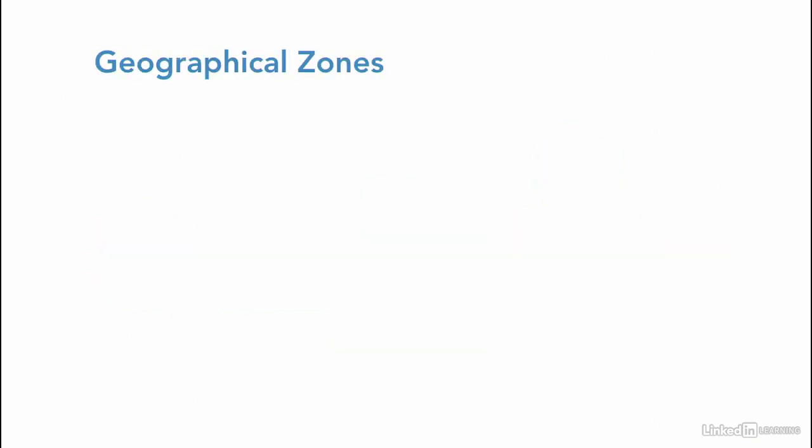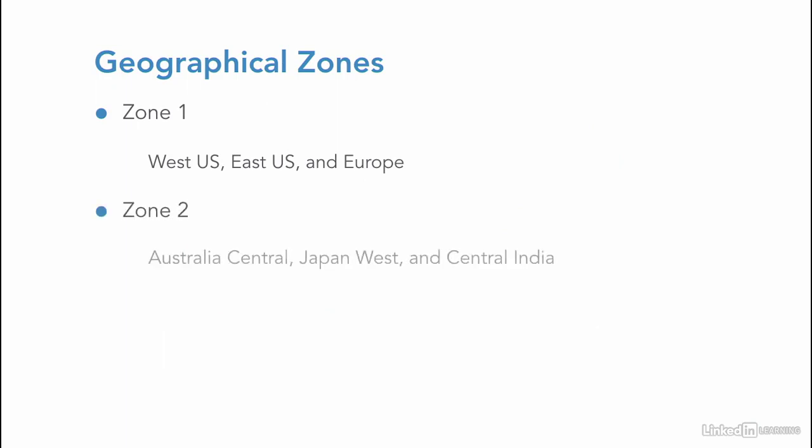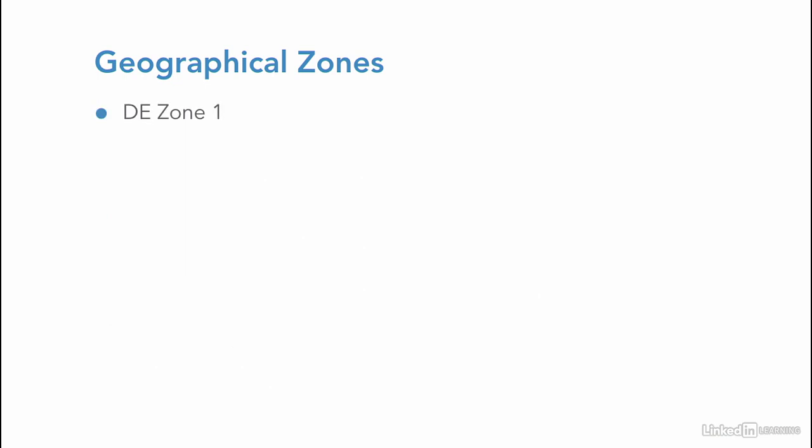A zone is a geographical grouping, and there are 4 zones. Zone 1 includes West and East US and Europe and a few other locations. Zone 2 includes Australia, Central, Japan West, Central India, and a few other locations. Zone 3 is Brazil South only. There are no other locations within Zone 3. And the same goes for DE Zone 1. It only contains Germany Central and Germany Northeast.